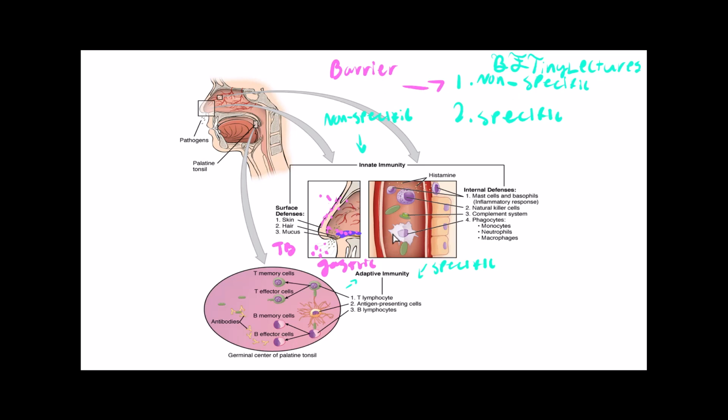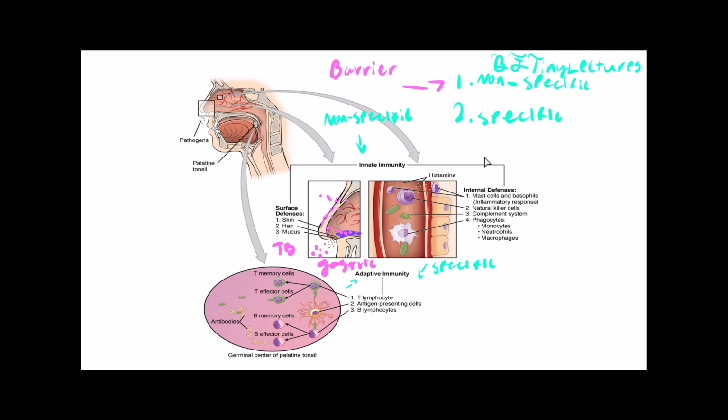Also, it doesn't have to be a pathogen. Hair can prevent dust and pollen from entering the respiratory system. The mucus can also prevent dust or pollen from entering the respiratory system. That is non-specific. It doesn't have to be just pathogens. It could be items like pollen or dust.